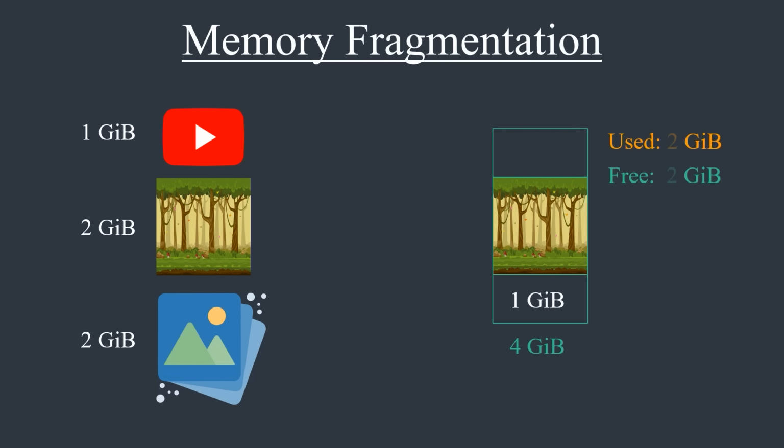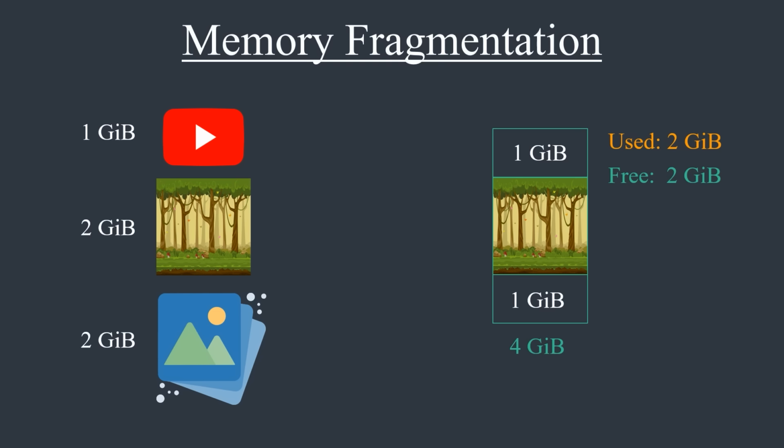If we close the video player, the memory usage is now 2 GB and there's also 2 GB of free space. We should be able to run the photo editing software, but we can't because the memory is split, even though there's enough space in total. This is called memory fragmentation.